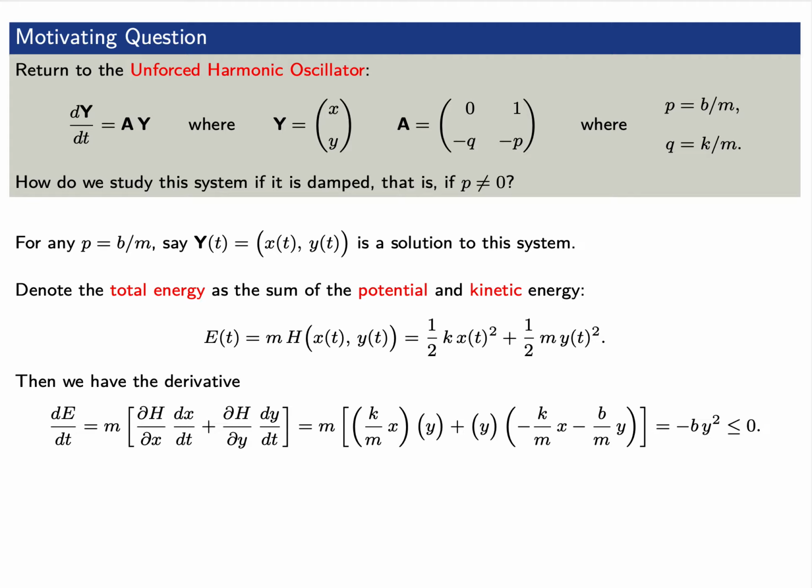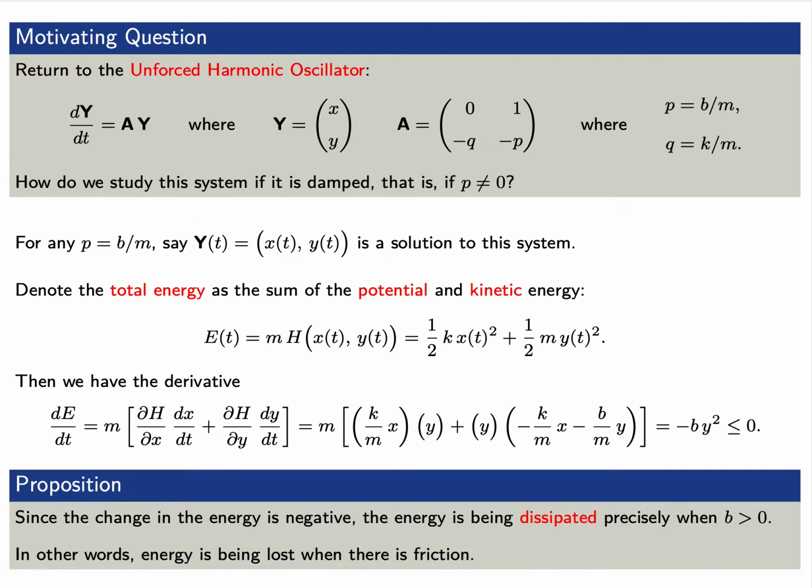If we take the derivative of the energy with respect to time, we realize that this is m times the partial of H with respect to x times dx/dt, plus the partial of H with respect to y times dy/dt. Substituting in, we find that this derivative is equal to negative p times y squared, which is always a non-positive quantity. That is, it's less than or equal to 0. We can conclude that since this change in the energy is negative, the energy is being dissipated precisely when p is positive. In other words, energy is being lost when there is friction.